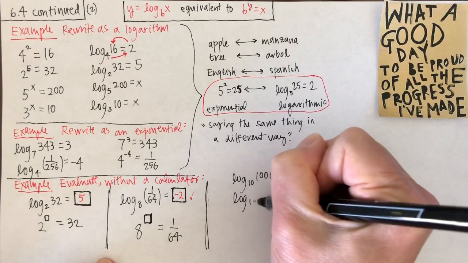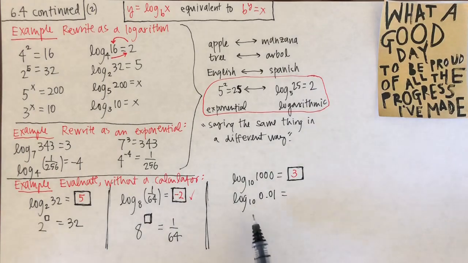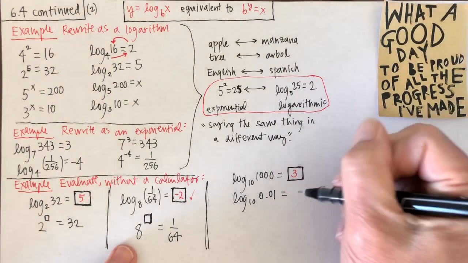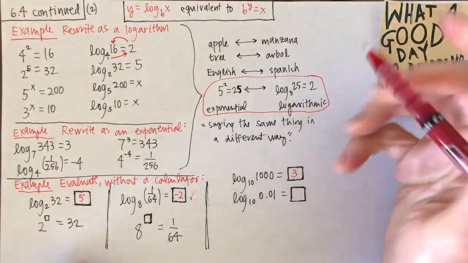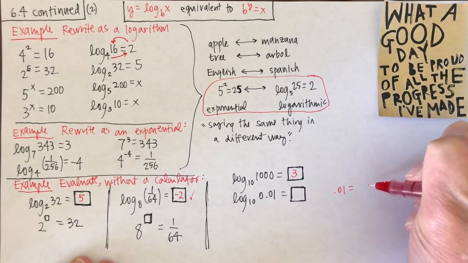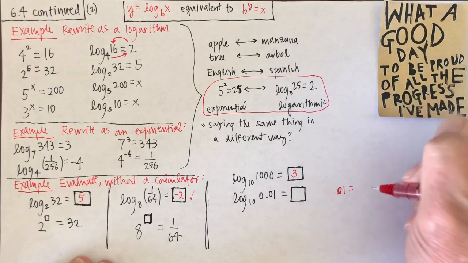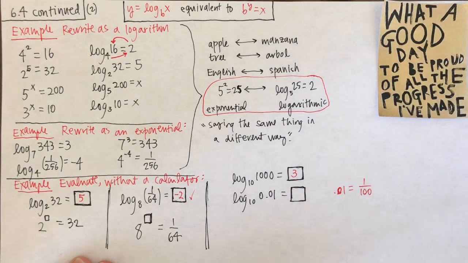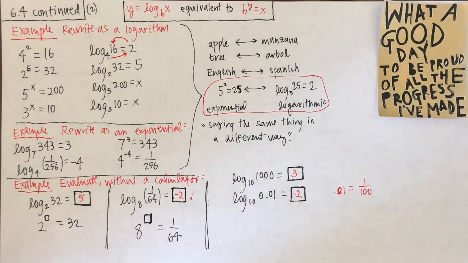Let's try log to the base 10 of 0.01. Okay, 10 to some power. So I have to think for a minute, well, what is 0.01? If I wrote it as a fraction, I know 0.1 is 1/10, so 0.01 is 1/100th. So 10 to what power would equal 1 over 100? This is kind of similar to this one over here. I know 10 squared equals 100, but 10 to the negative 2 will give me 1 over 100.